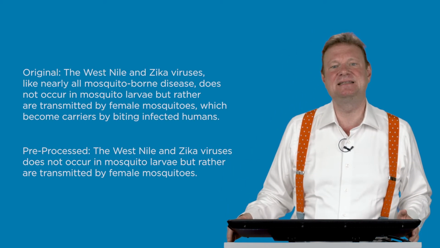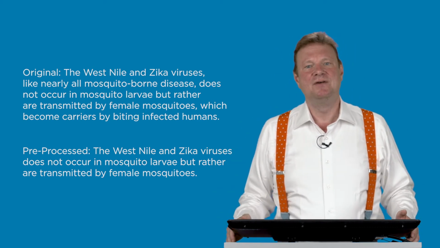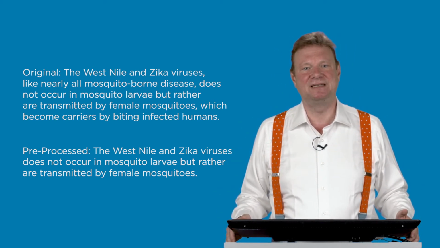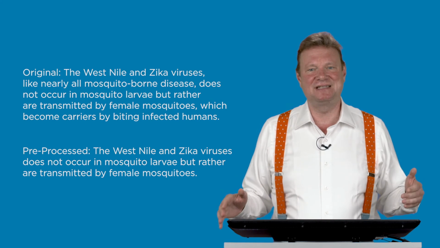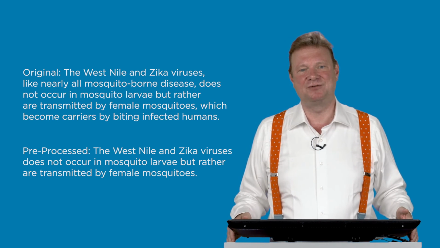In the last video in this series, we went through the second step of the Manhattan Review approach, which is pre-processing. Pre-processing transforms a GMAT sentence into a simplified version of itself. We started with the sentence, the West Nile and Zika viruses, like nearly all mosquito-borne disease, does not occur in mosquito larvae, but rather are transmitted by female mosquitoes, which become carriers by biting infected humans. Now we have the pre-processed version. The West Nile and Zika viruses does not occur in mosquito larvae, but rather are transmitted by female mosquitoes.